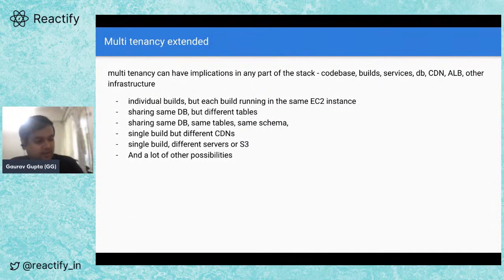Cool. So, strictly talking about multi-tenancy, I think we have discussed that it is more discussed in terms of the infrastructure stack or on the backend side, but let's extend that definition to include a lot of other things. Multi-tenancy can generally have implications in any part of the stack, like code base, build, services, DB, CDN, your load balancers, and other pieces of infrastructure. Some examples: you can have individual builds for each tenant, but each of these builds are simultaneously running on one single server.